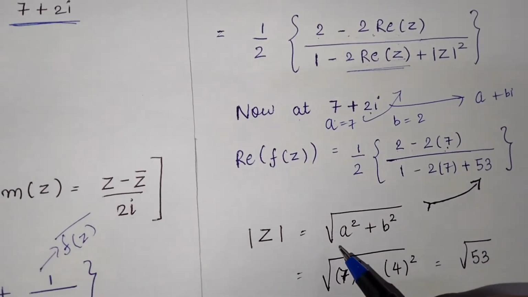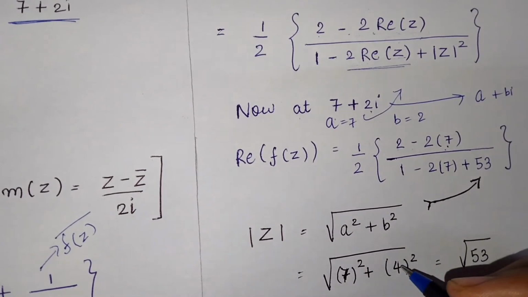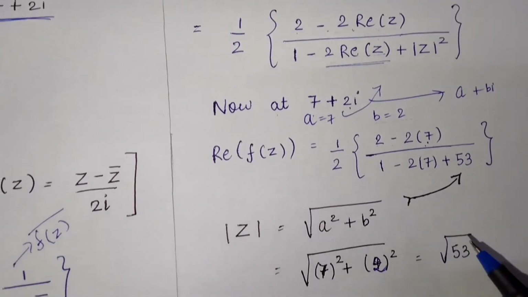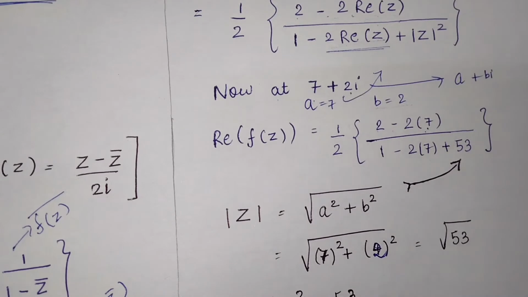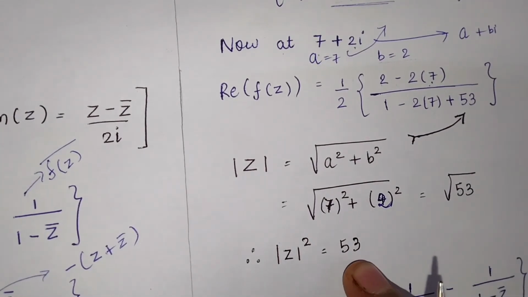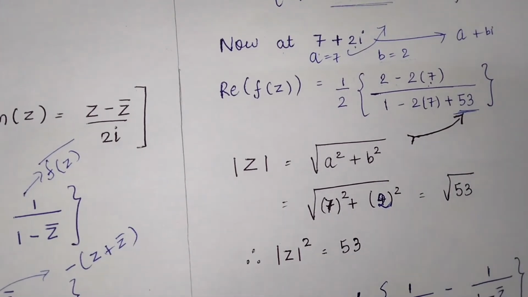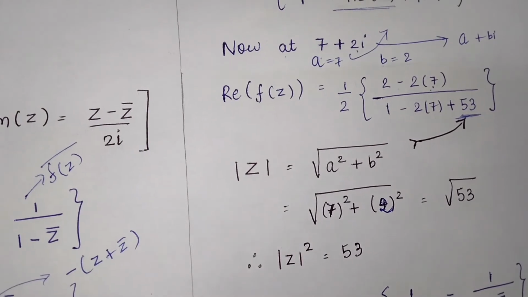So under root a square plus b square means 7 whole square plus 2 square, because our b is 2. Then we get under root 53, but we have to find mod of z square, so the answer will be only 53. In this way we got 53. So this is the answer for the real part of f of z.